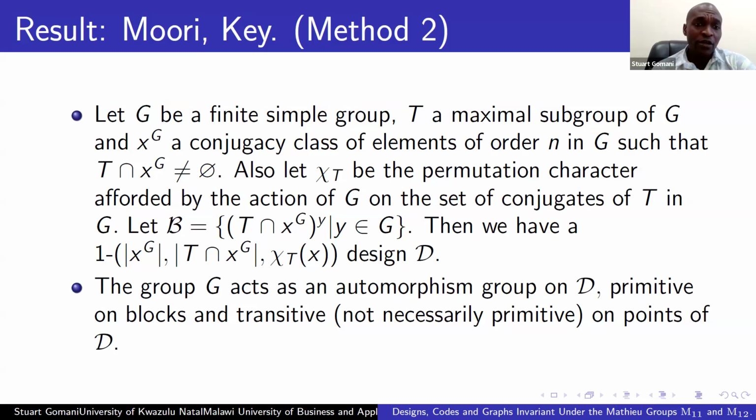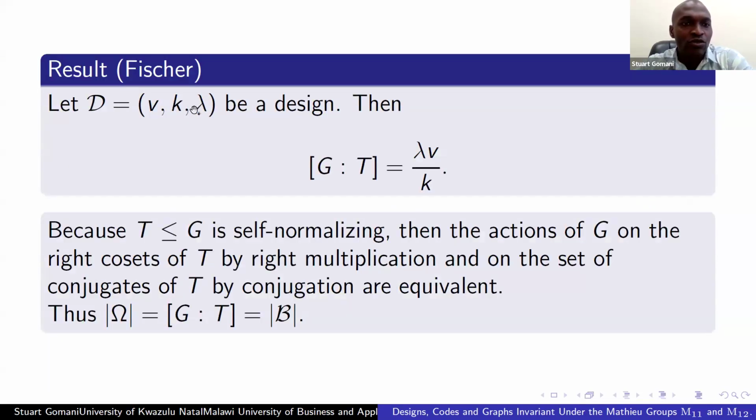Once we have that, the group that is acting is actually an automorphism group of the design. In other words, the group preserves the design. It preserves it, like we said before, by acting primitively on the blocks and transitively on the points of the design. Now, once we have a design under this method 2 construction, the parameters of this design are related to the index of the maximal subgroup in the group by this relation, which takes the parameters of the design to the index of the maximal subgroup: λv over k.